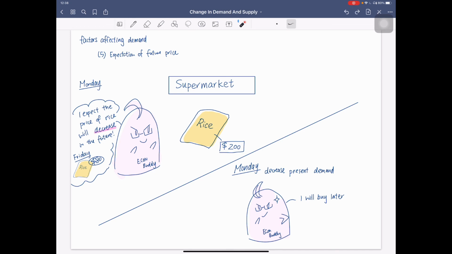The opposite case will be when the consumers expect the price of rice will decrease in the future. For example, they expect the price of rice will become only $80 on Friday. So what happens? They will decrease their present demand. They will say, oh, I will buy later. So they will decrease their present demand because they expect the price of rice to decrease soon. They want to buy later.